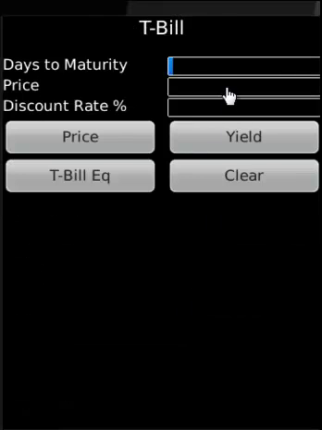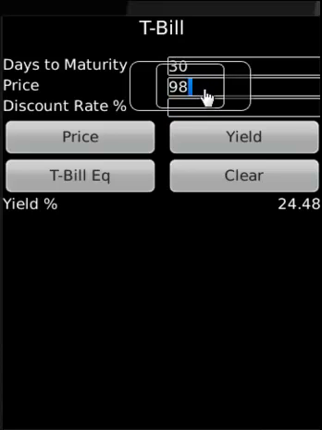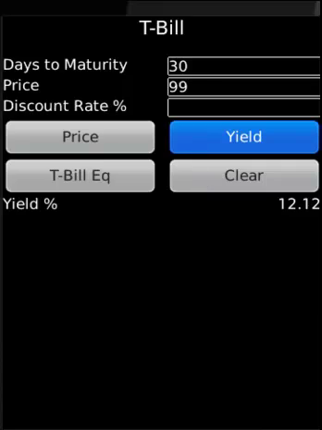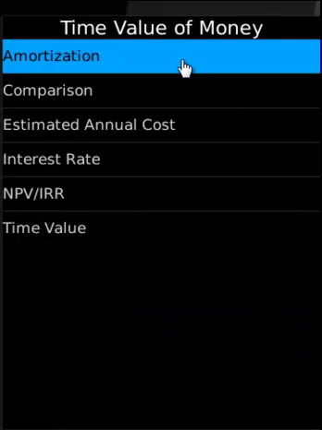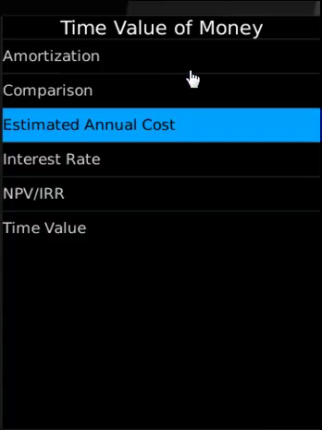T-bill: so days to maturity, price is 98, and so we see yield, that's a lot, 99. So this yield is okay. And time value of money, we have amortization, comparison, we have seen those. Estimated annual cost to compare the machine costs.